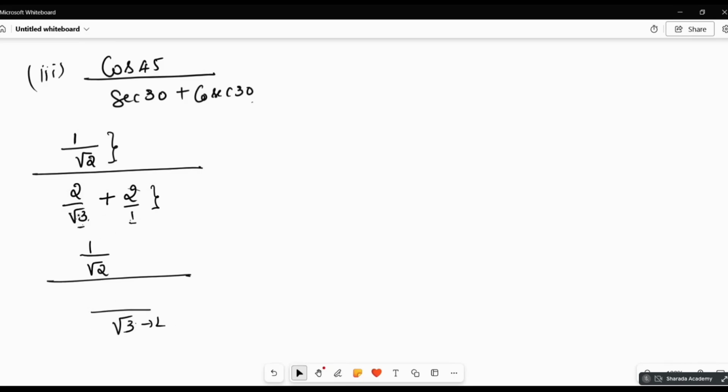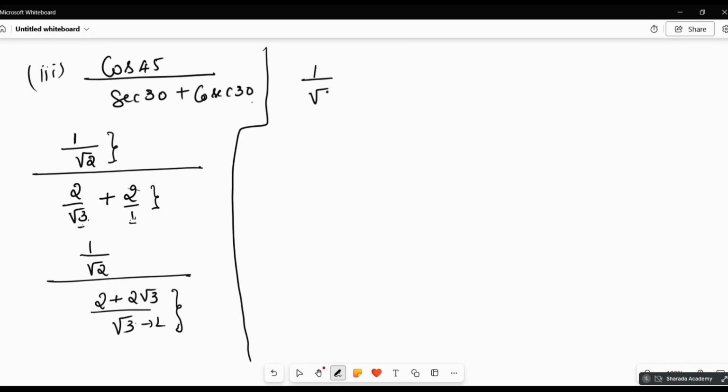Root 3 by root 3 is 1. 1 into 2 is 2. Plus root 3 by 1, what will you get? Root 3. Root 3 into 2 is 2 root 3. Okay, so this is the denominator, correct? This is the denominator portion. When it goes up, it becomes the reciprocal.